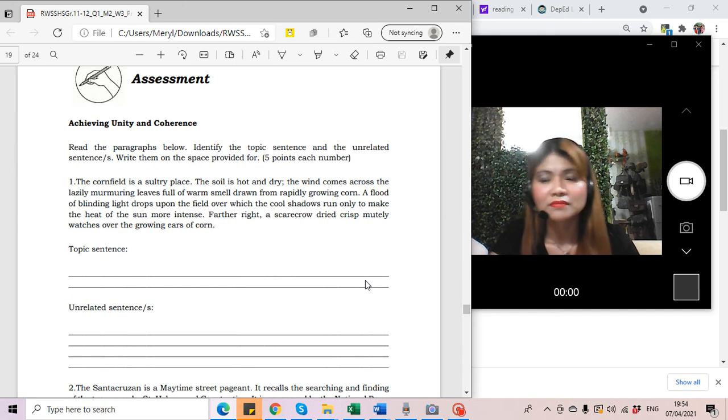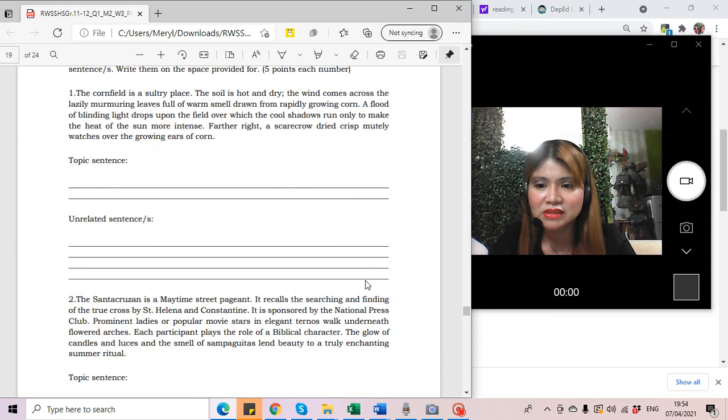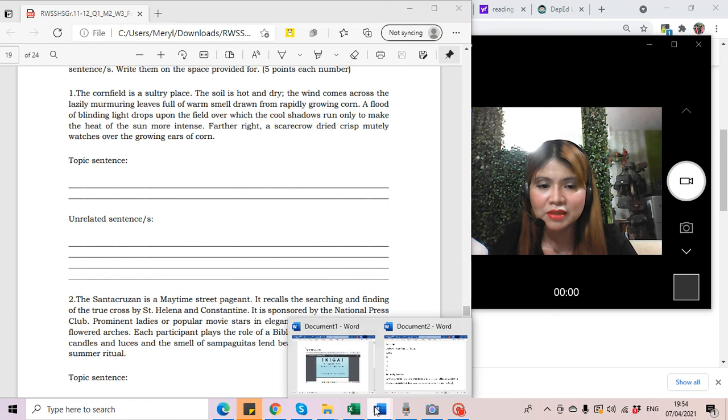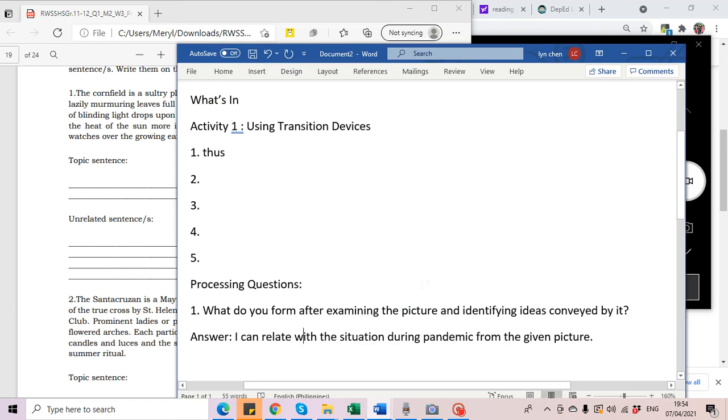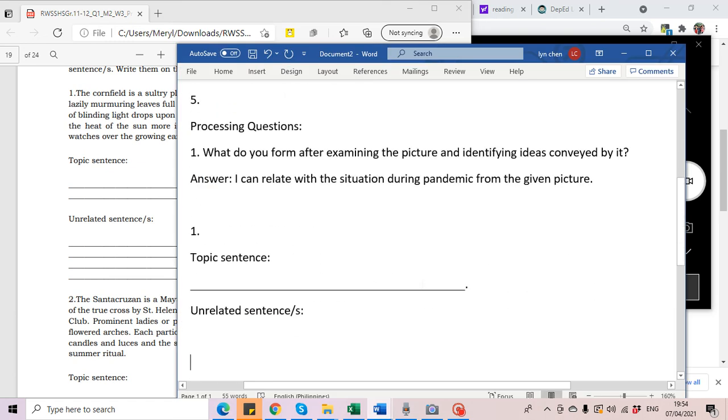So, after that, do the assessment. Under this, the task is about achieving unity and coherence. Read the paragraphs below. Identify the topic sentence and the unrelated sentence or sentences. Write them on the space provided for 5 points for each number. Okay, so you write there the topic sentence and the unrelated sentence below. Like this one, I am giving you the example on how to arrange your answers. Like this for number 1, you write there.